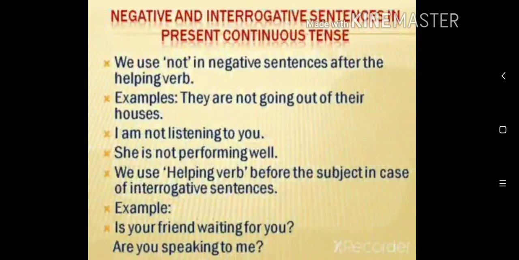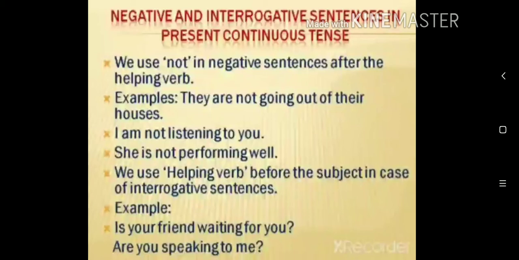Negative and interrogative sentences in present continuous tense. To form negative sentences in the present continuous tense, we use not after the helping verb. Examples, they are not going out of their houses. I am not listening to you. She is not performing well. These are the examples of negative sentences.